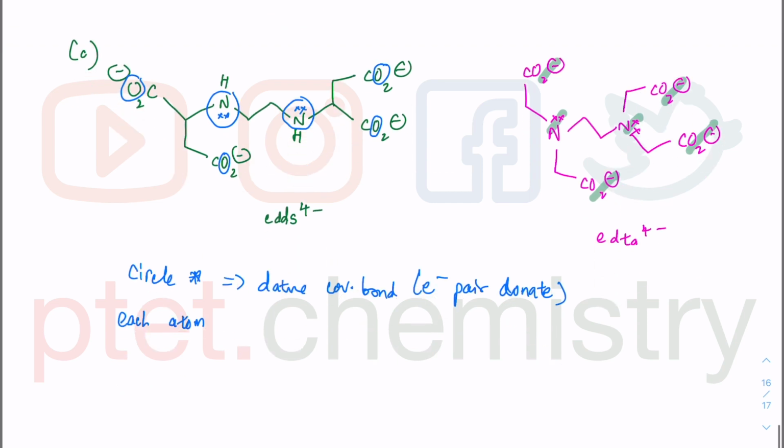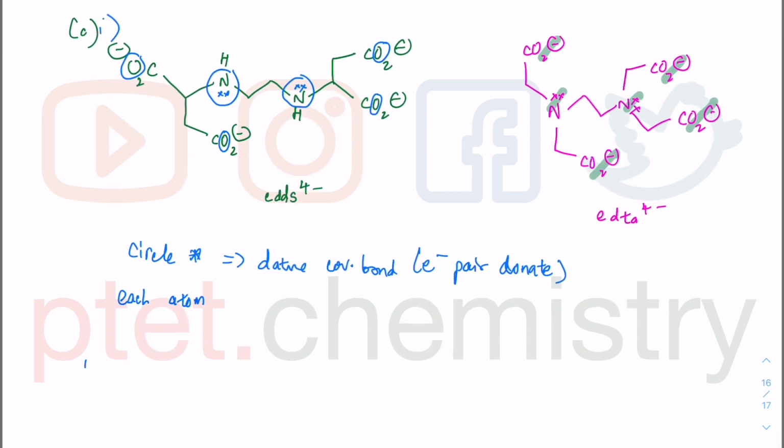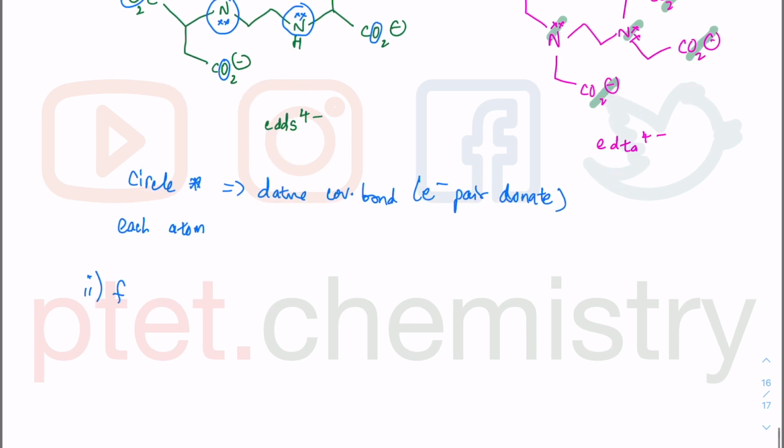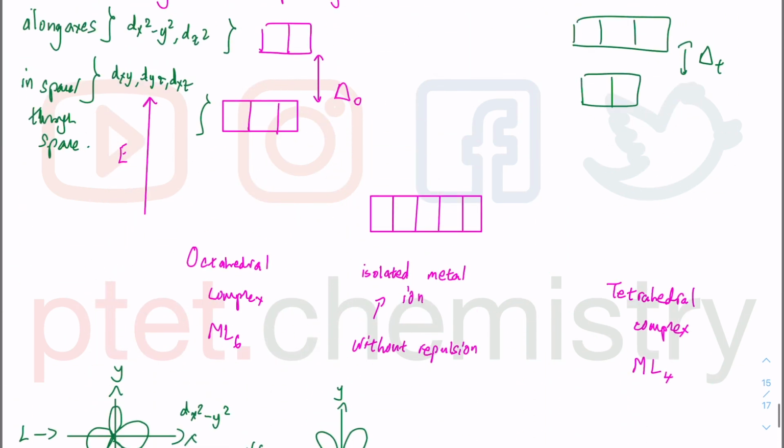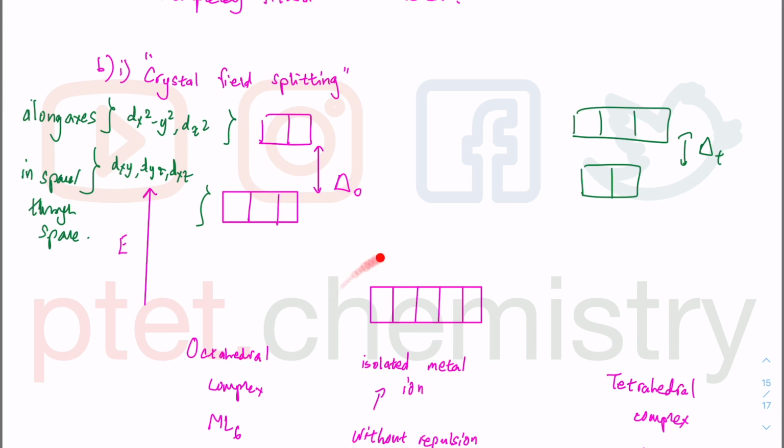Alright, the next bit is asking you why the two complexes have different colors. This is basically a fixed essay. If you have caught up with what I've done on the channel previously, you have heard me explaining why. If we look back on the previous question, we saw that in the absence of ligand, these orbitals are degenerate. They have the same energy, but they do split in the presence of ligand because of electronic repulsion.